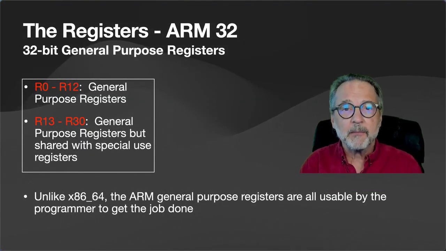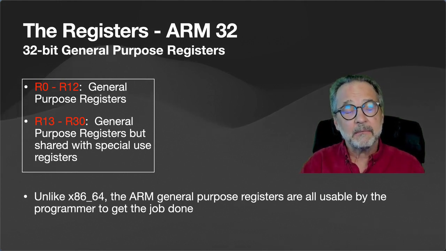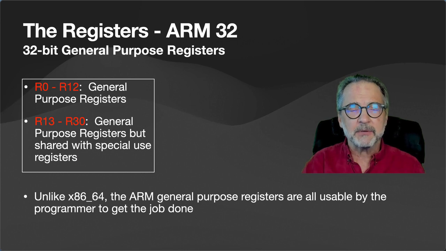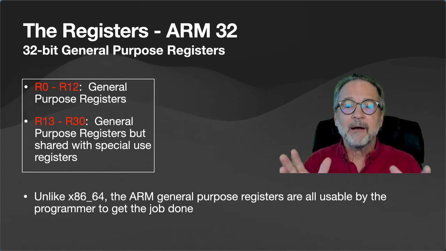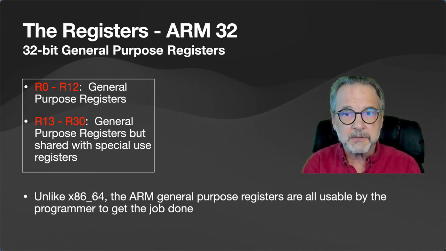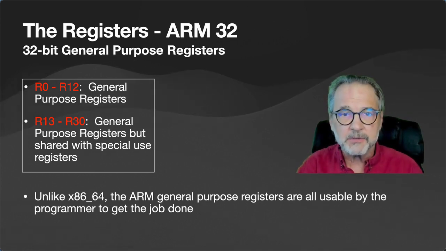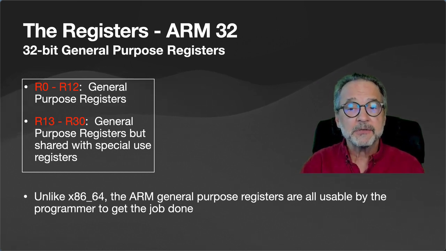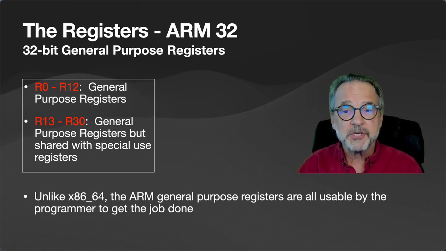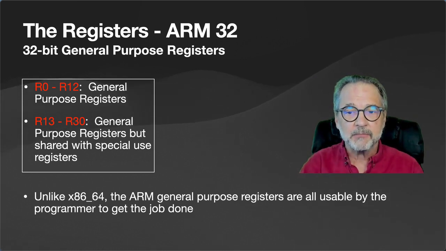So what are the ARM 32-bit registers? The 32-bit registers are R0 through R12. Actually, the way that the architecture talks about the general purpose registers is that they're R0 through R30. However, I like to stick with just R0 through R12 because those are not used by anything else. Those are things that I can use. R13 to R30 are general purpose registers, but they're also shared with special use registers, which we're going to see an example of in just a moment.